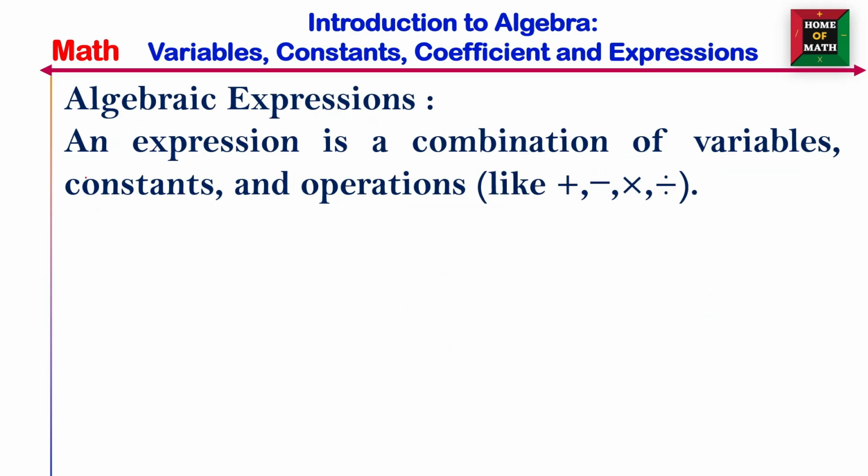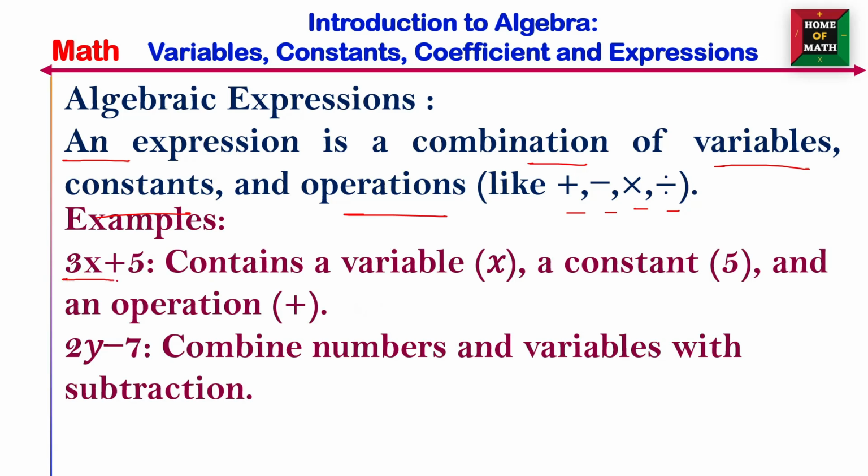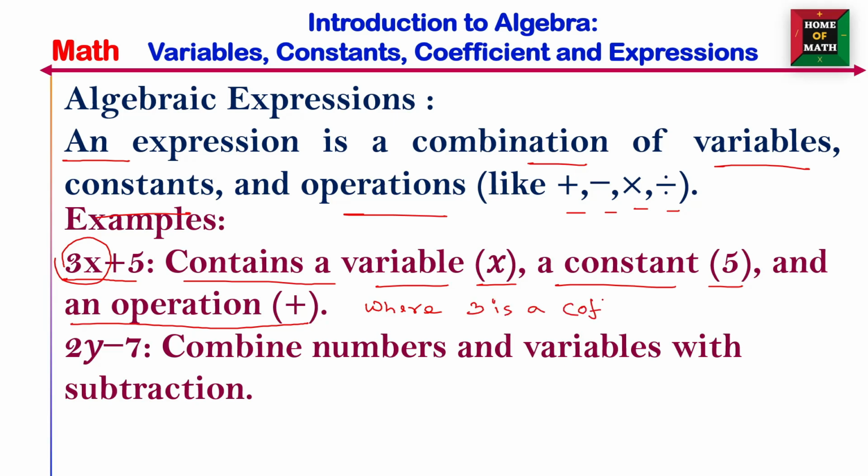Algebraic expressions. An algebraic expression is a combination of variables, constants and operations like plus, minus, product and division. Example, 3x plus 5 contains a variable x, a constant 5 and an operation plus. And look, here is 3x where 3 is a coefficient. Similarly, 2y minus 7 combines numbers and variables with subtraction.